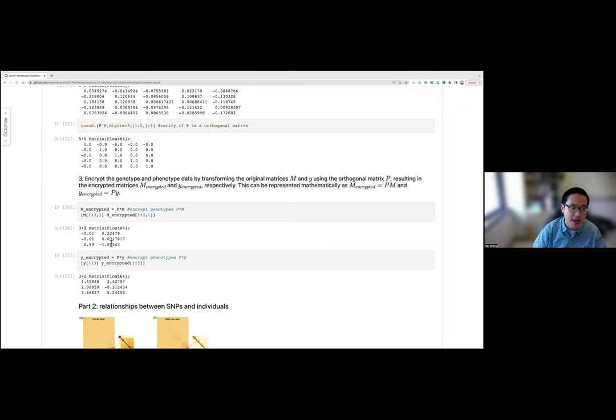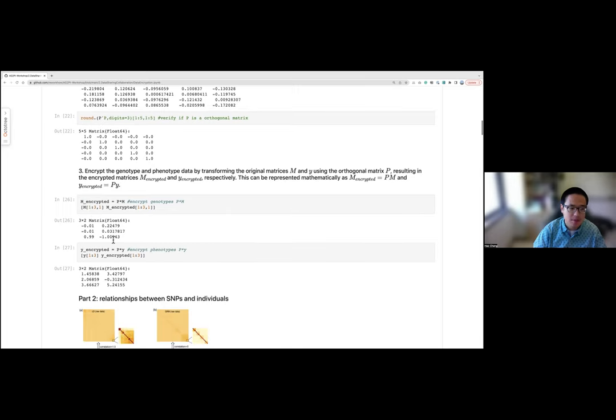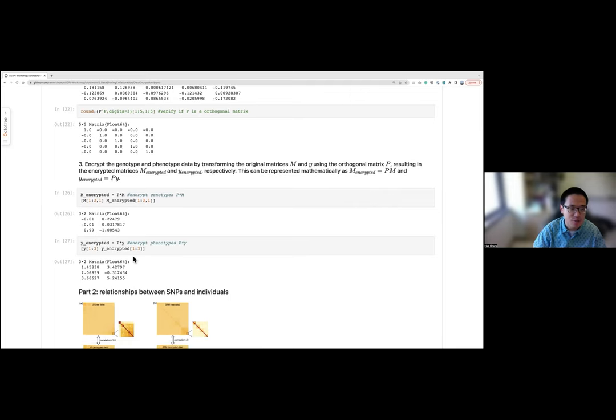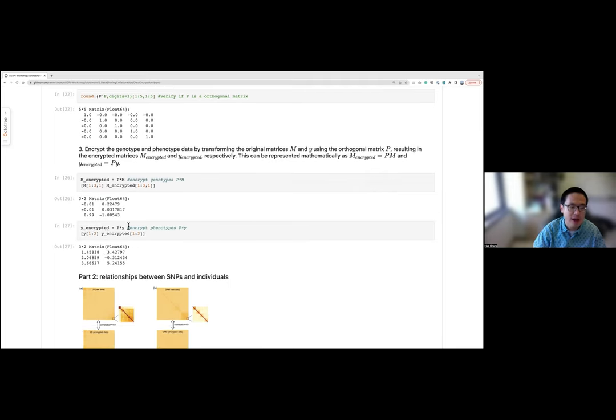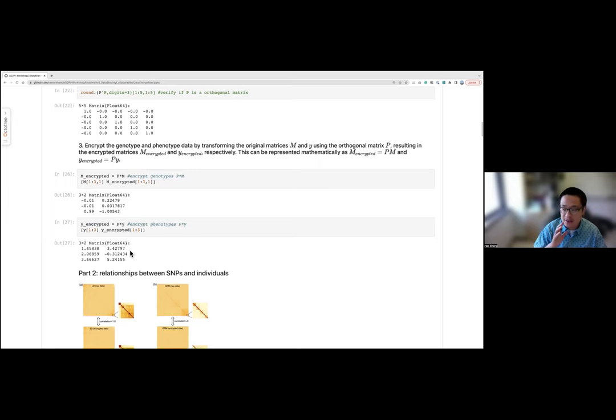Then I have a look at the first three rows, and for SNP one you see I get different numbers. But this is really just a preliminary check and cannot tell you a lot of information. Of course, I also encrypt Y: encrypted Y is equal to P times the original Y. So actually it is done.